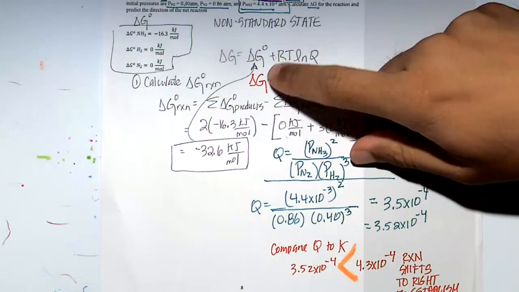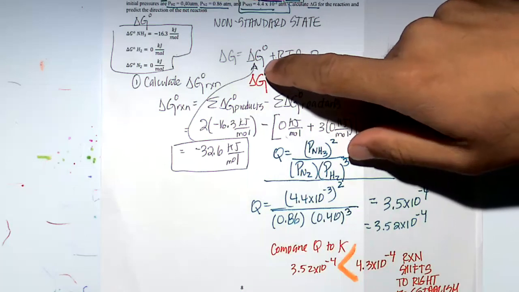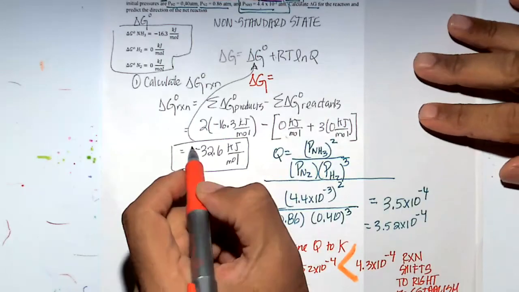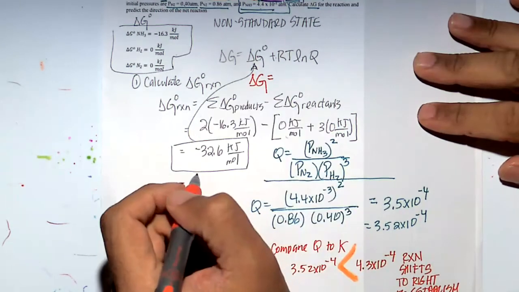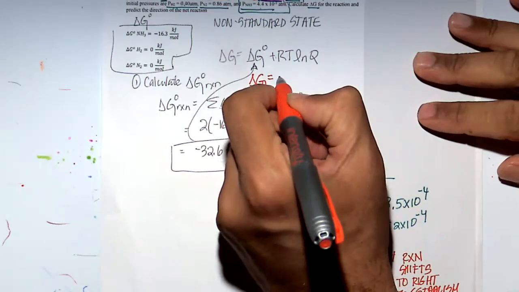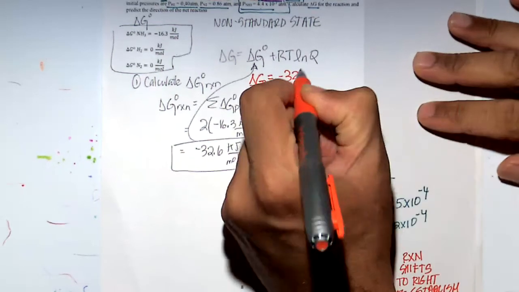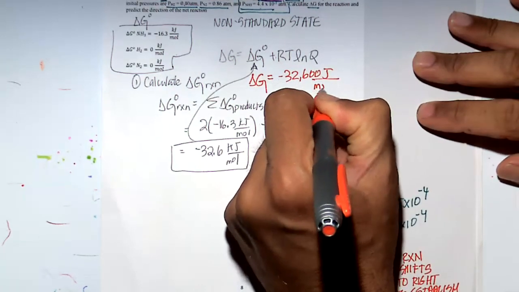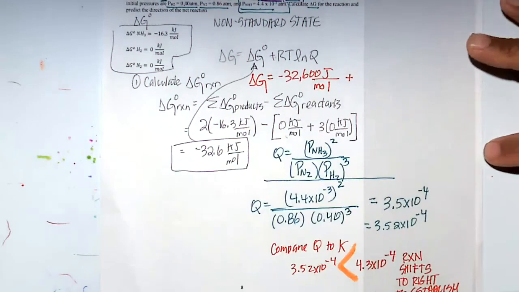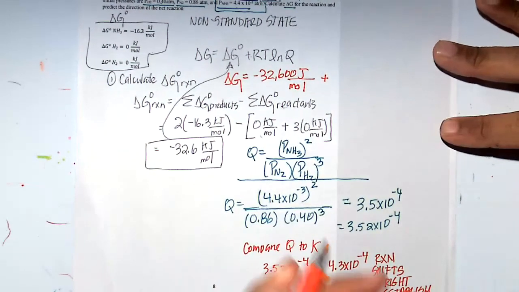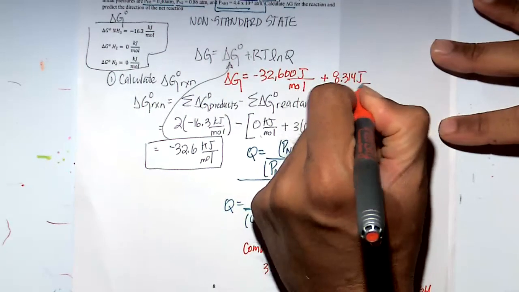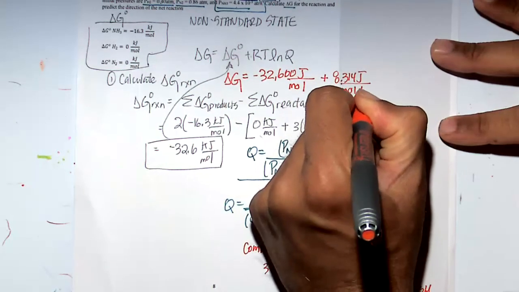Anyways, let's see if it is indeed negative, right? So delta G, non-standard state, equals delta G naught. Delta G naught, we calculated it as minus 32.6. Let's go ahead and convert that to joules per mole, which is minus 32,600 joules over a mole. Plus RT. R, I'll give you R. It's 8.314 joules over a mole Kelvin.